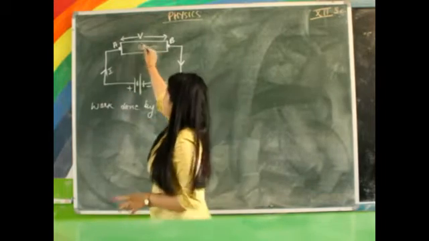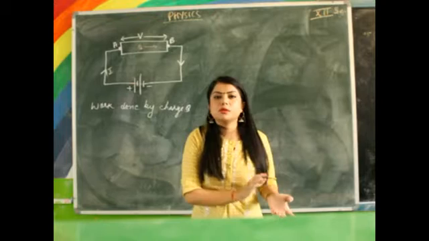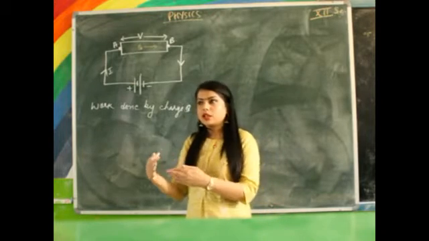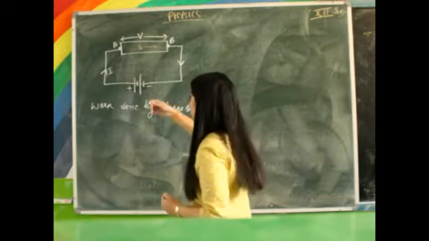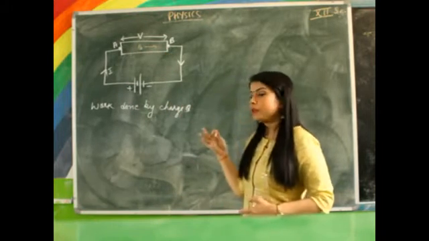Now V is the potential difference between A and B. If there is a potential difference, then only the charge will be able to flow. If there is no difference in the potential, then the charge will not be able to flow. You have to know that. So charge flows from A to B. Now you have to find the work done. First of all, you have to find the charge.